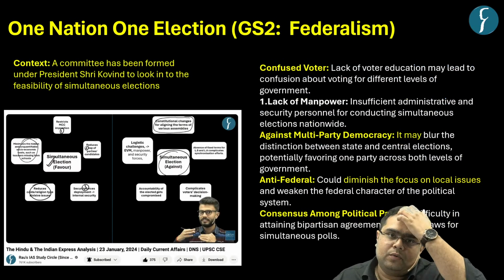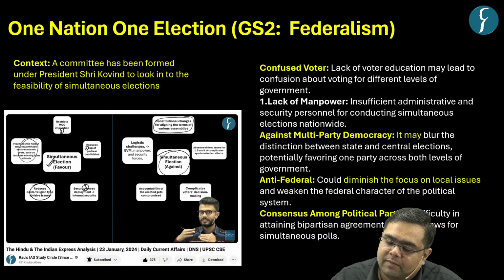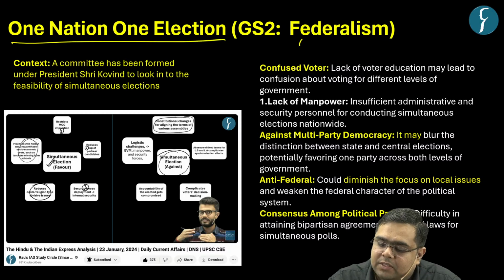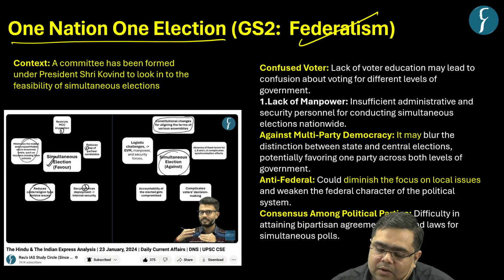The next issue undertaken that day was with respect to One Nation, One Election. What is the syllabus mapping of this issue? The syllabus mapping is with respect to the issues arising out of the federal structure of the country. Then what was the context?